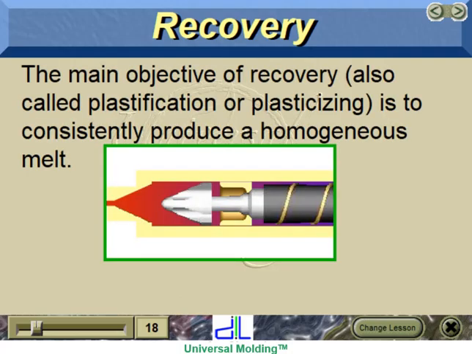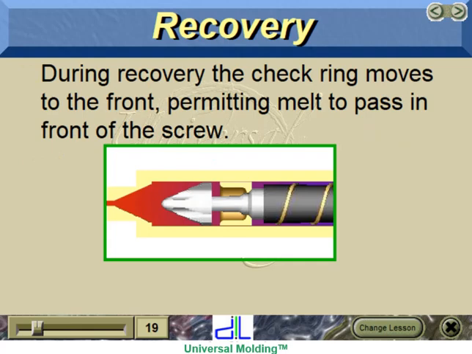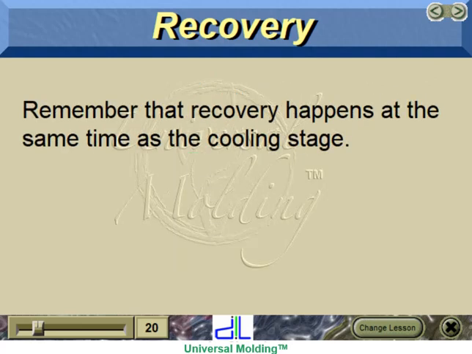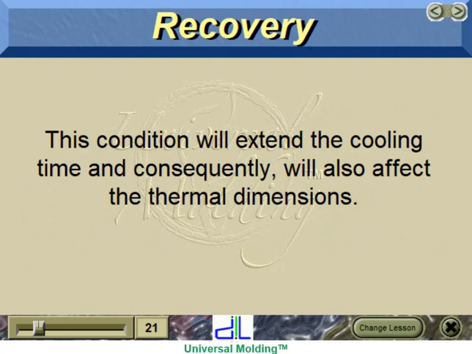Recovery. The main objective of recovery, also called plastification or plasticizing, is to consistently produce a homogeneous melt. During recovery, the check ring moves to the front, permitting melt to pass in front of the screw. Remember that recovery happens at the same time as the cooling stage. Under normal conditions, recovery ends before cooling does. If cooling finishes first, the control will not allow the mold to open. This condition will extend the cooling time and consequently will also affect the thermal dimensions.